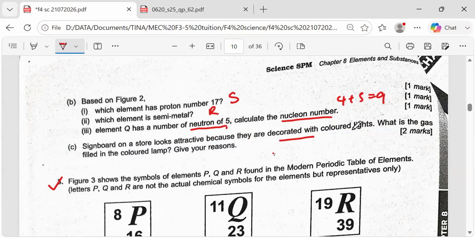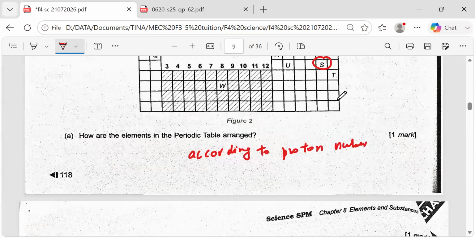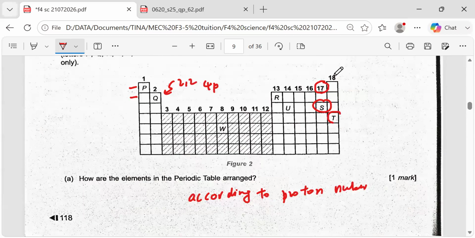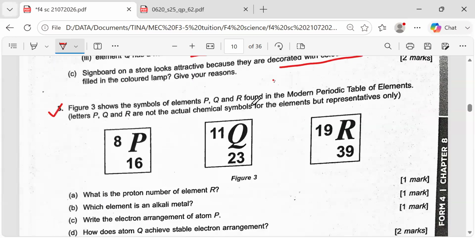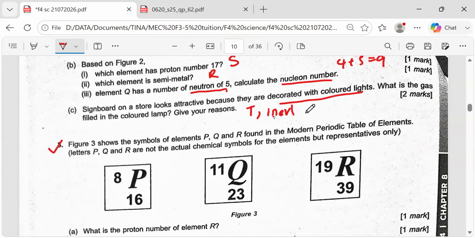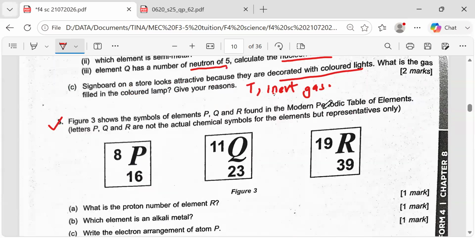Which is the gas that gives out light in signboards decorated with lamps? So the ones that we put in lamps are all over here. So it is T. Okay. Helium is the one we put in balloons. Neon, argon, xenon, all we put in lamps, all we put in lights. Because when electricity goes through, it will not change, because it's inert, non-reactive, because it already has 8. Okay. So the answer is T. It is an inert gas.